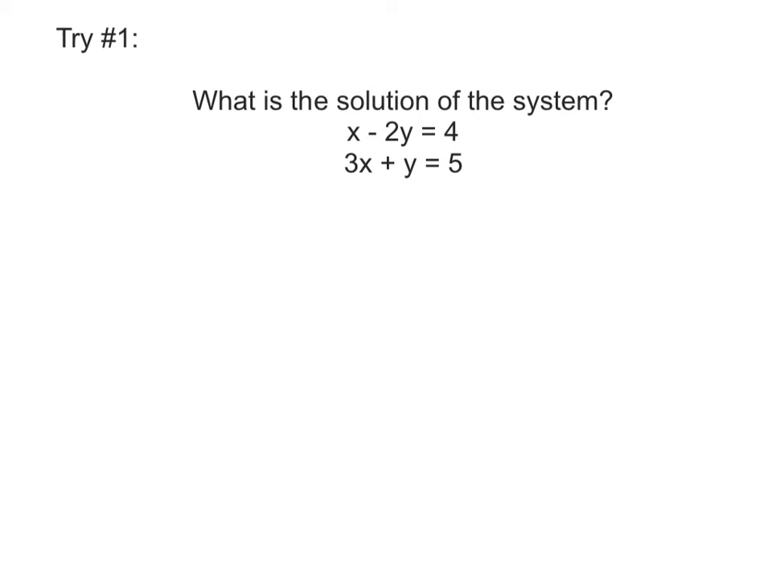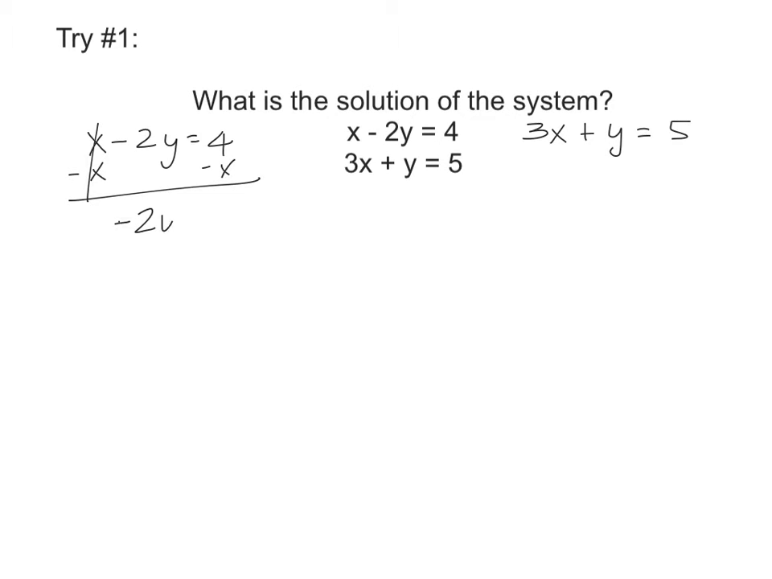All right, so in try 1, we have x minus 2y equals 4 and 3x plus y equals 5. So let's go ahead and start that. Remember, our goal is to write each equation in slope-intercept form and then graph. So in the first equation, we're going to move x over by subtracting it. So I have negative 2y equal to negative x plus 4. Then I will divide everything by negative 2. So y will equal 1/2 x minus 2.